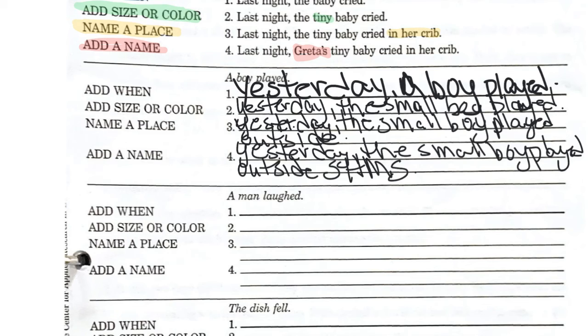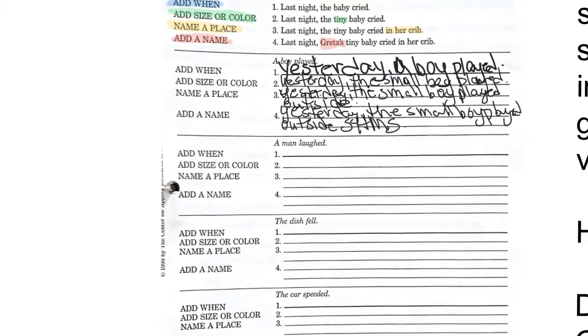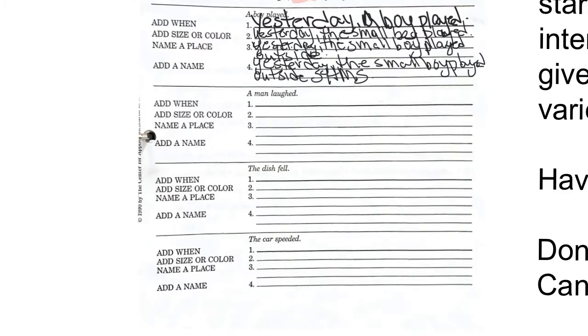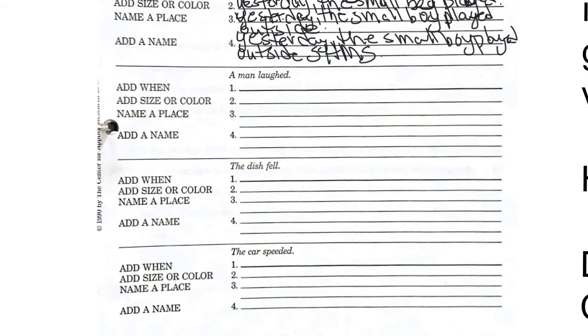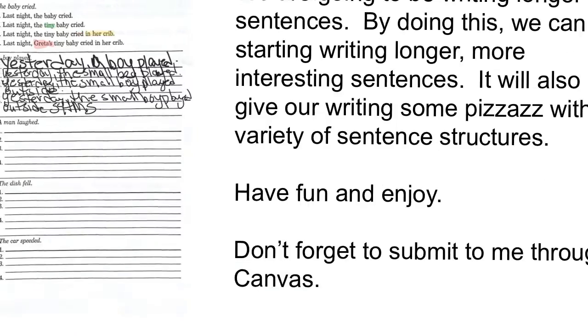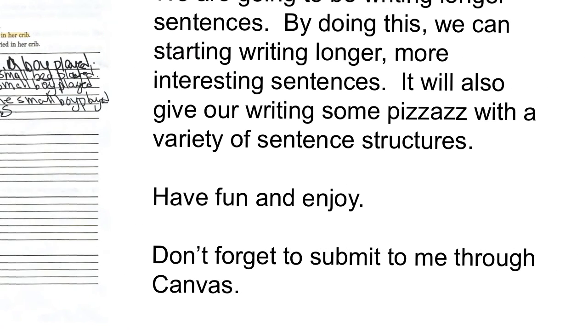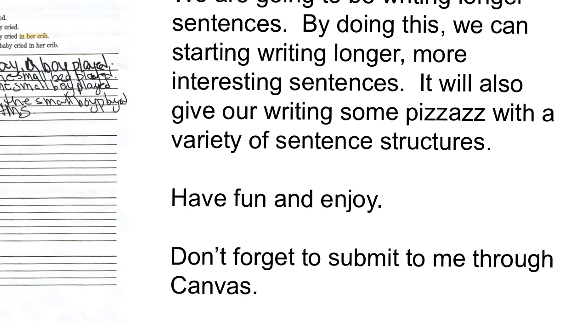So what you are going to do now is you're going to continue adding to the last three. And you need to add a when, a size, a color, a place, and then a name. You're going to do it for these three. And then last but not least, don't forget to submit it to me through Canvas.